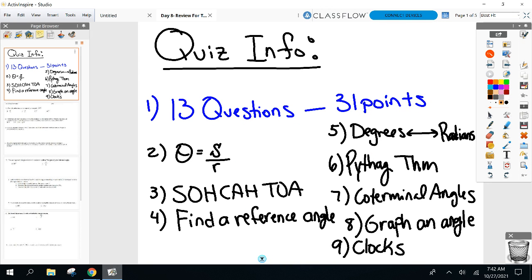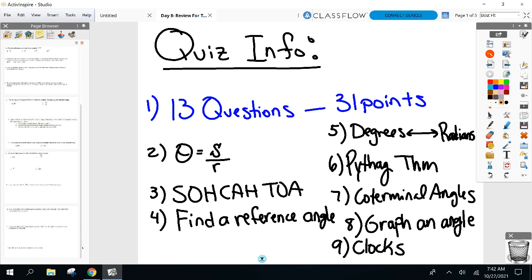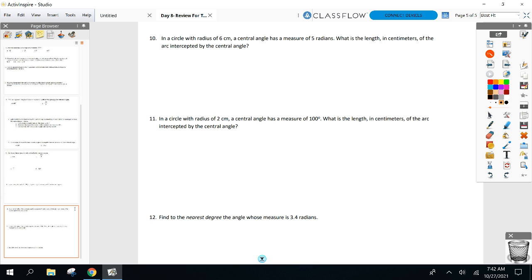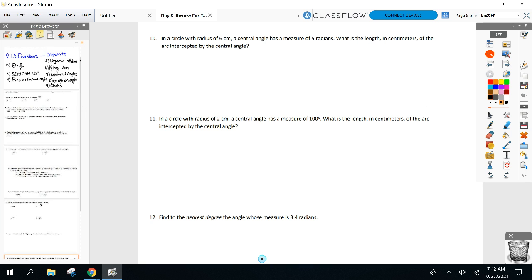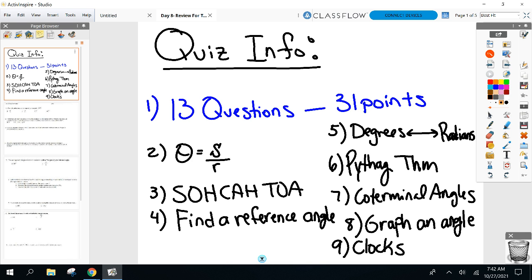And let me know what you want to go over, because you have a review sheet in your packet, and you have all the Delta Maths that I've been assigning. You've got 12 questions in your packet that cover everything that will be on the quiz. But I wrote down some of the topics here.